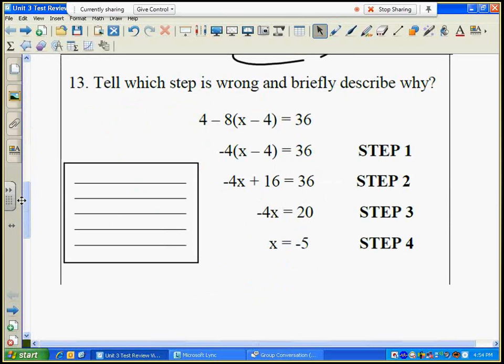Number 13. This is the one that asks you where this problem goes wrong and why. Well, it actually goes wrong in the first step. So this is the guy here where it all went wrong. And here's what happened. We did this subtraction here first when we should have been doing our hippity-hoppity. Okay? So it was an order of operations deal. That was the problem. Okay?